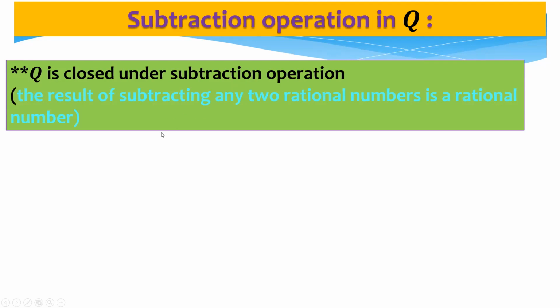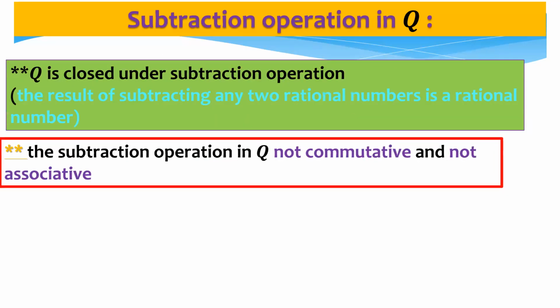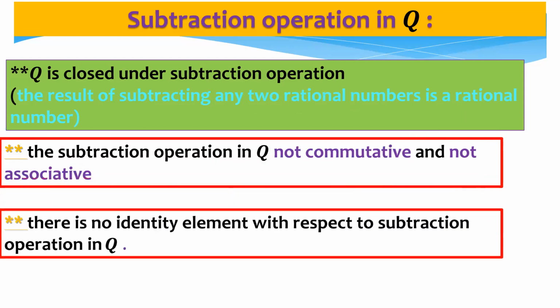In subtraction, the first property: Q is closed under the subtraction operation. The result of subtraction of any two rational numbers is a rational number. The subtraction operation in Q is not commutative and not associative. We can't change the place or put brackets to get the same results. Then we can't use the commutative or associative property in subtraction. There is no identity element with respect to subtraction.